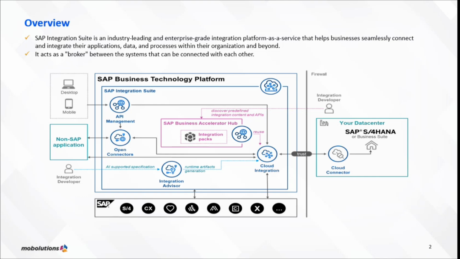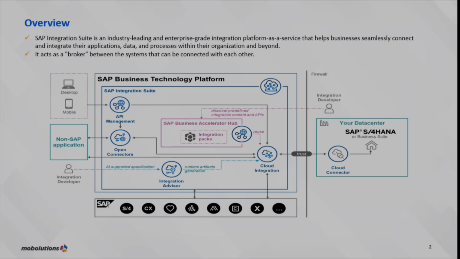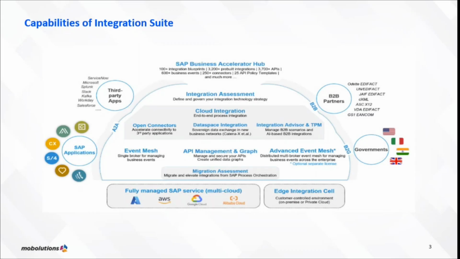That's where SAP Integration Suite comes in. It acts like a middleware that connects SAP and non-SAP systems and ensures data flows smoothly without manual effort. To fully leverage the SAP BTP Integration Suite, it's essential to first understand its core capabilities, and that's exactly what I will walk you through now.